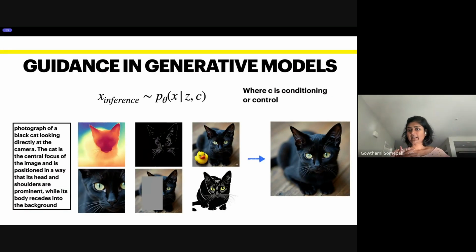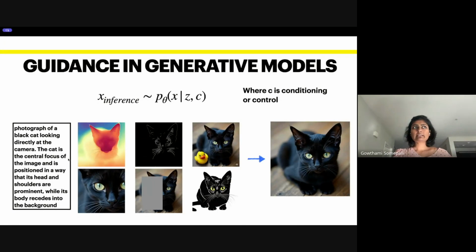Like so, and we shouldn't be doing that. There should be an easier way to sample what exactly we want, and it shouldn't be conditioned only on random noise. It should also be conditioned on some sort of a signal which humans can provide, right? That's usually what conditioning or control is.